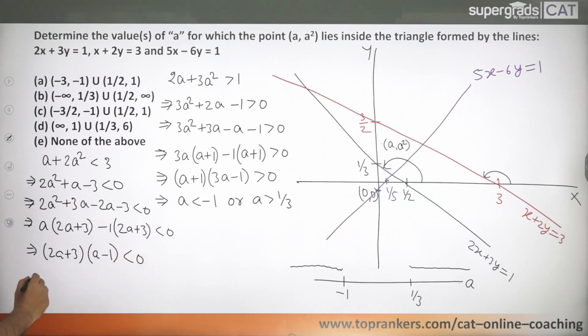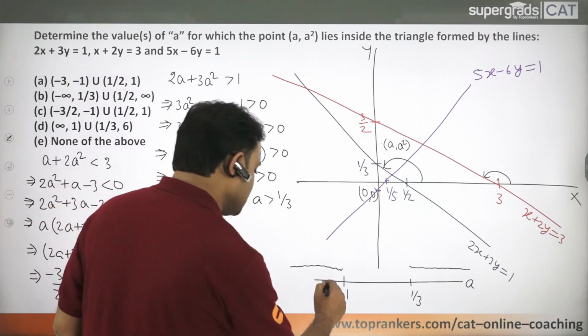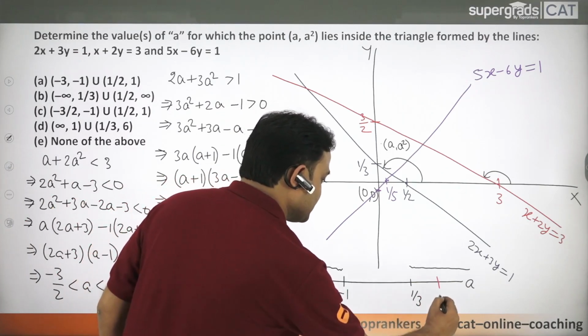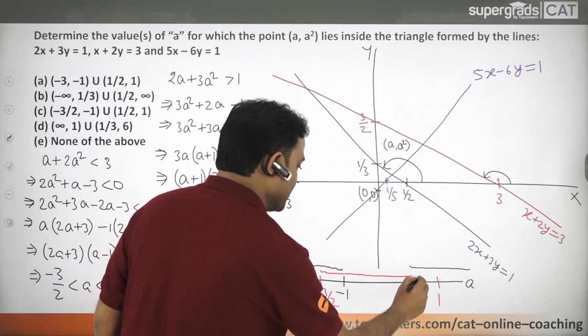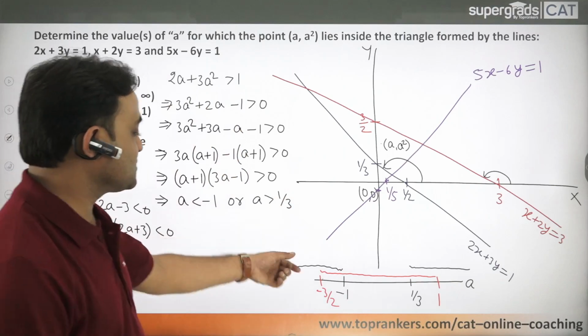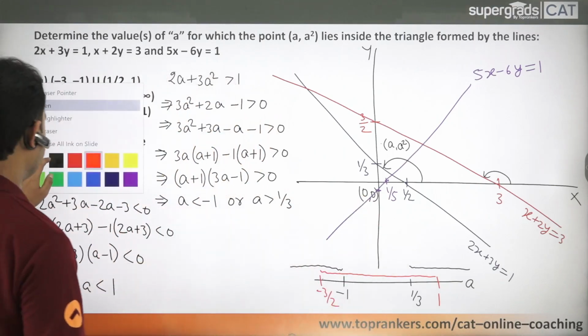If this is less than 0, that means a lies between these two values, between minus 3 by 2 and 1. Minus 3 by 2 will be somewhere here, and 1 will be somewhere here. So for this line, a should be here. You can see the common parts. If there were only 2 lines, we would take this common. Now there is a third line left.